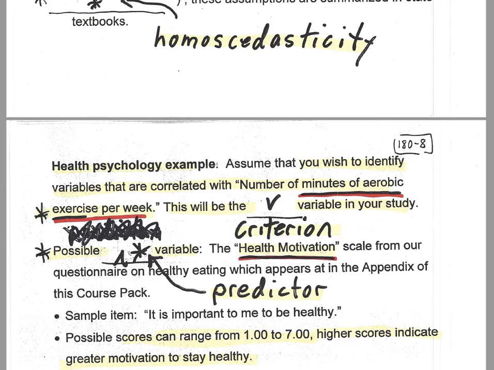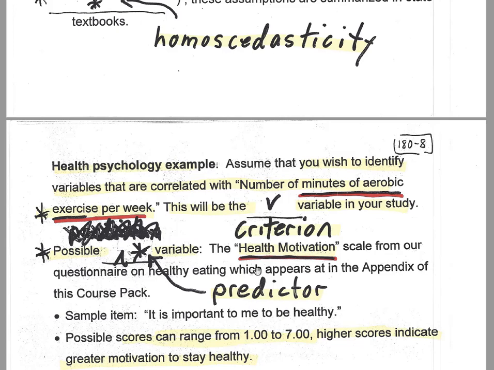Health psychology example. I'm on page 180-8 right now. Assume you wish to identify variables that are correlated with number of minutes of aerobic exercise per week. This will be the criterion variable in your study. This will be the outcome variable in your study. You need a predictor variable to predict values on this outcome variable.